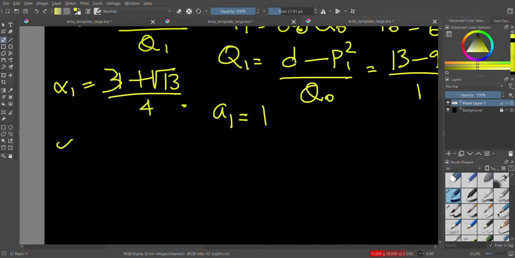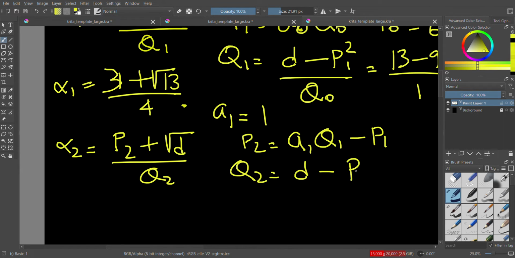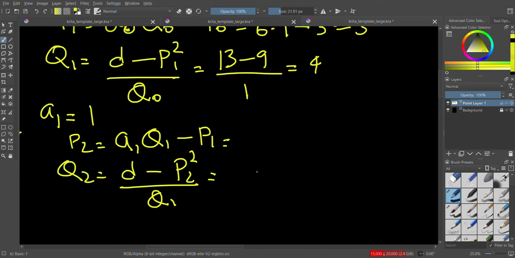Okay. Now we're going to do alpha 2. Alpha 2 is capital P2 plus square root of D over Q2, with P2 equals A1 Q1 minus P1, and Q2 is equal to D minus P sub 2 squared over Q1. Alright, so let's calculate these. We said A1 was 1, Q1 was 4, and P1 was 3, right?